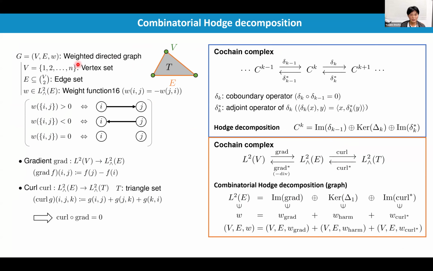Let G be a weighted directed graph without self-loops. Let T be the set of triangles on the graph. The gradient of the edges is defined as the difference in the values of the connected nodes. The curl is defined as the summation of the values of the connected edges. Then the gradient and curl satisfy the condition of the coboundary operator. The combinatorial Hodge decomposition decomposes the weight vector of the graph into three vectors. The graph reconstructed from the decomposed weight vectors creates three new graphs.